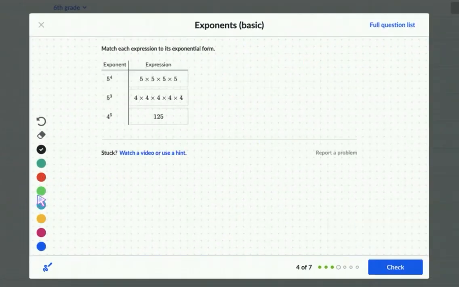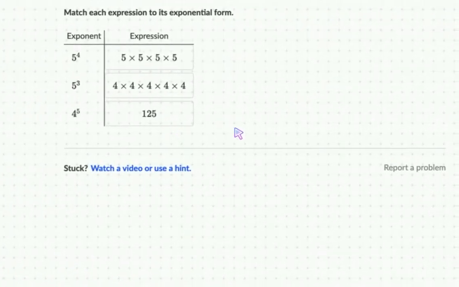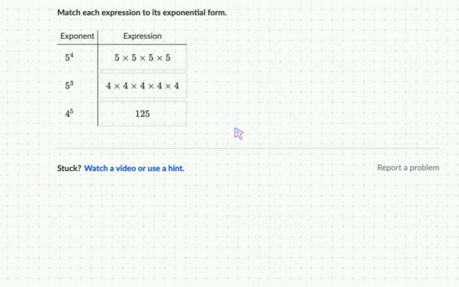All right, this is what I wanted to get to. Here you have to match each expression to its exponential form. Exponential form is just like the expanded form. What does it look like when you actually do the math calculations? So go ahead and pause the video and try this on your own first.